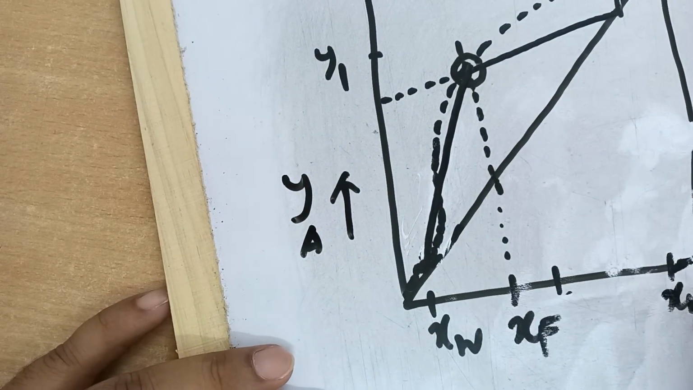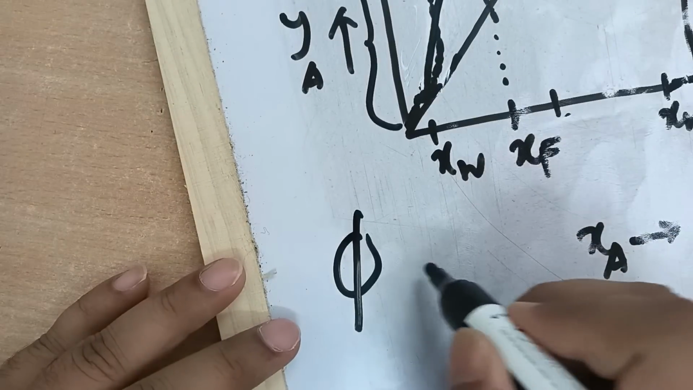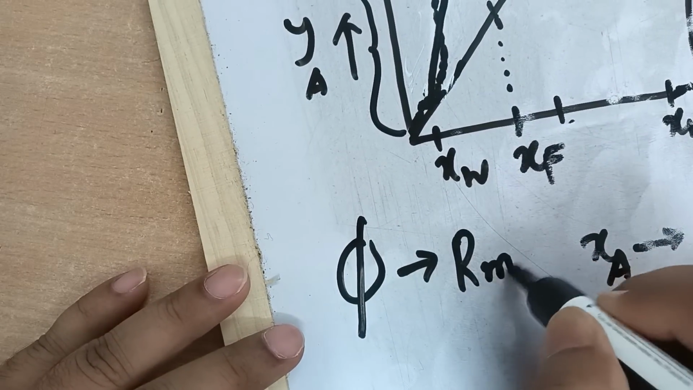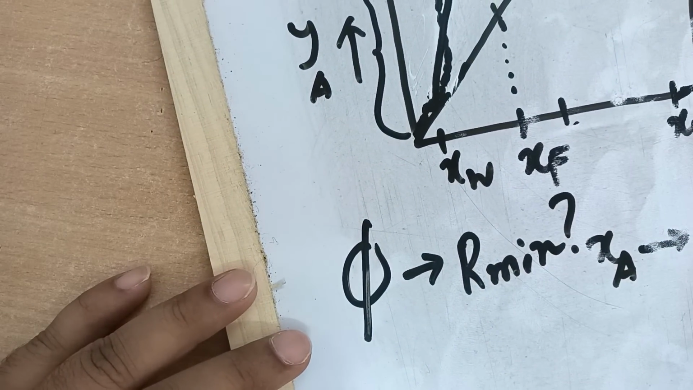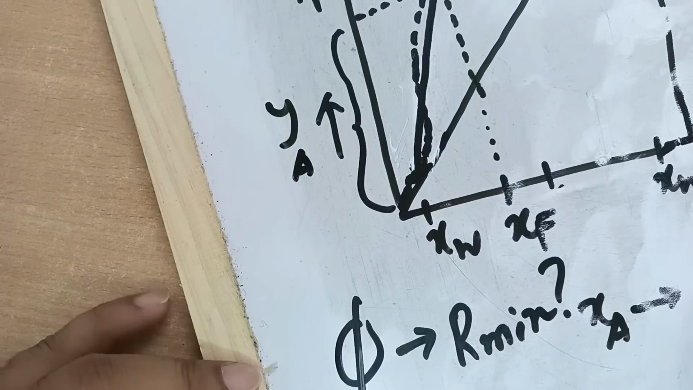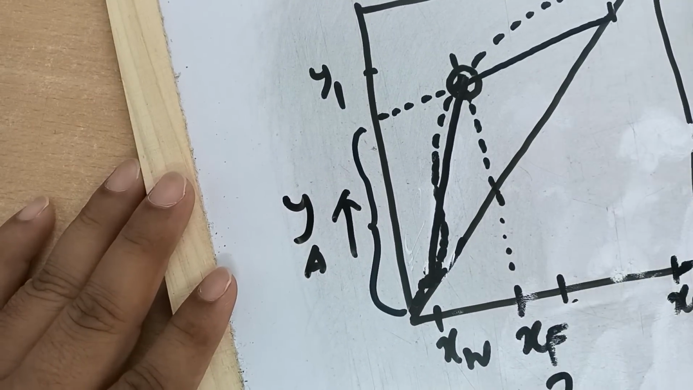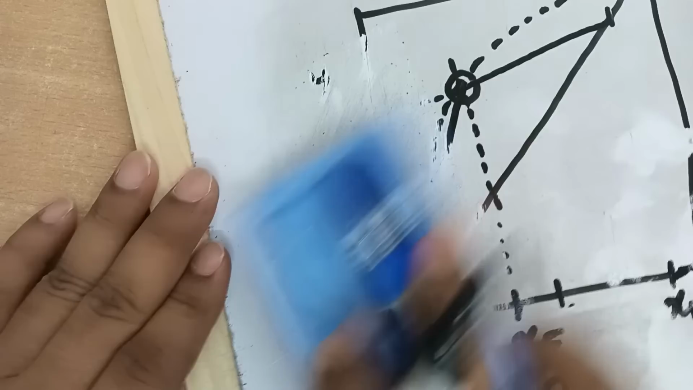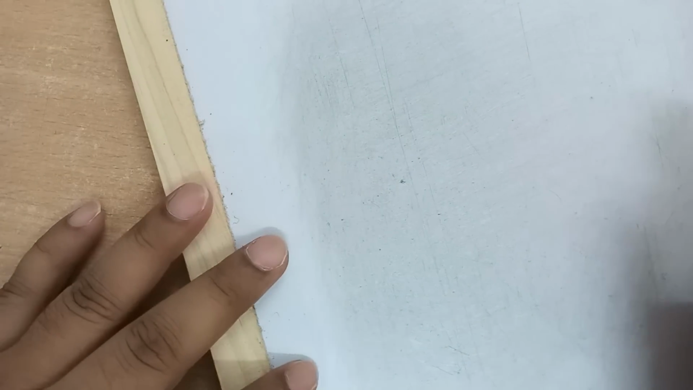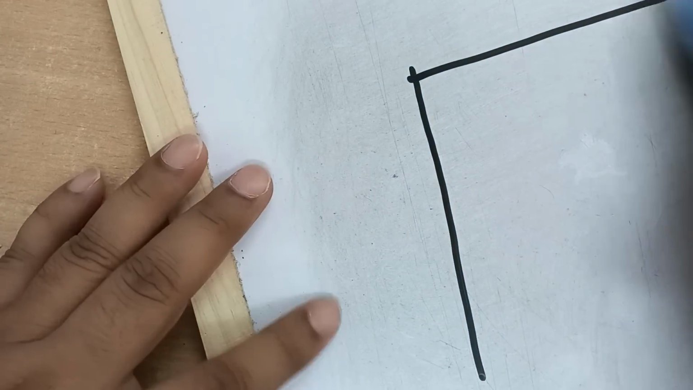So the question is whether this value of phi is going to give you the value of R minimum. This is the question, and the answer is no, it is not, because it is a wholesome mistake if someone follows the original practice. So in that case, what exactly is happening? Let me show you in a proper way. A minute.